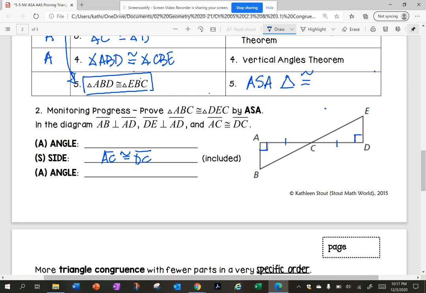and angle A is congruent to angle D. These are both right angles. Then my second pair of congruent angles are these vertical angles here. I can list them, but I can't list it as just angle C because I have more than one angle C there. So I can say angle ACB is congruent to angle DCE.